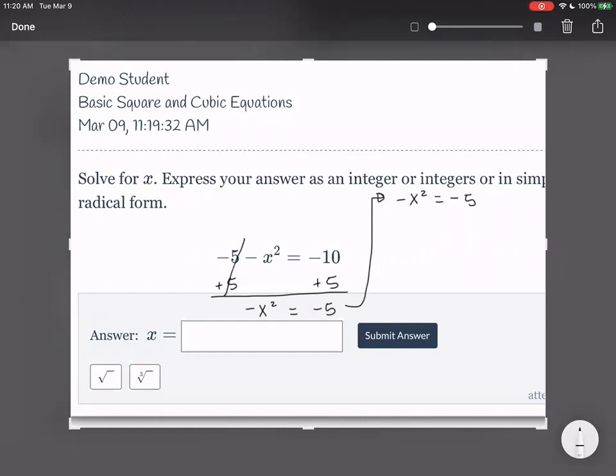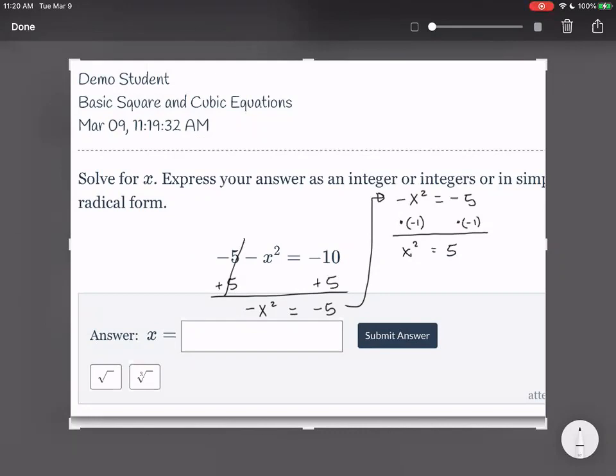And then we don't want negative x squared, we want positive x squared. So I'm going to multiply both sides by negative 1. And that will just literally get rid of the negatives. So instead of negative x squared, it's now positive x squared. Instead of negative 5, it is now positive 5.